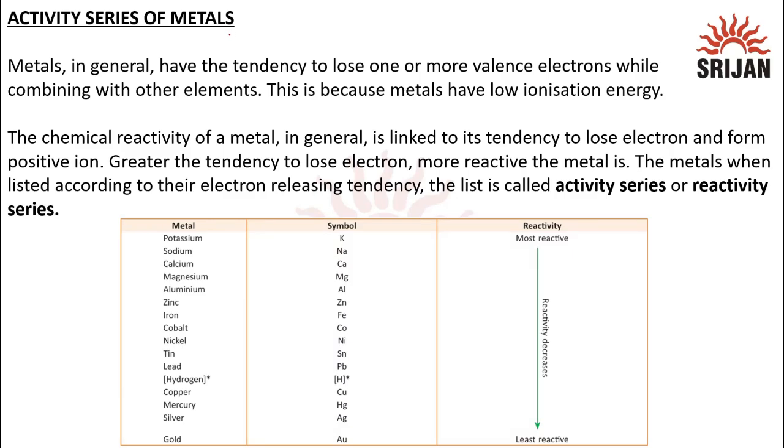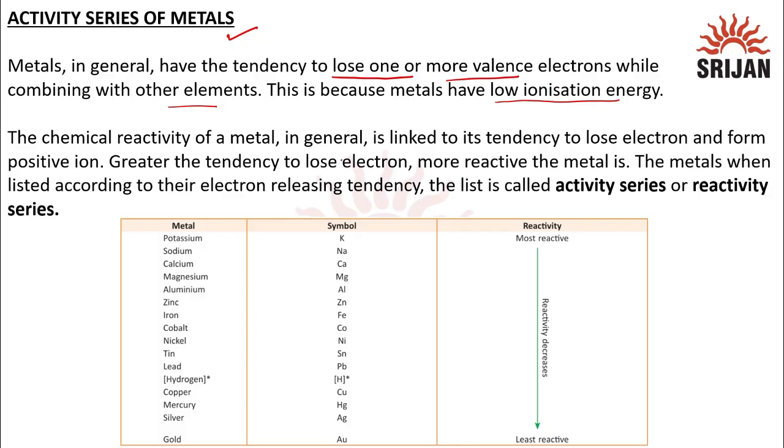In today's video, we will learn about the activity series of metals. Metals in general have the tendency to lose one or more valence shell electrons while combining with other elements. This is because metals have very low ionization energy.